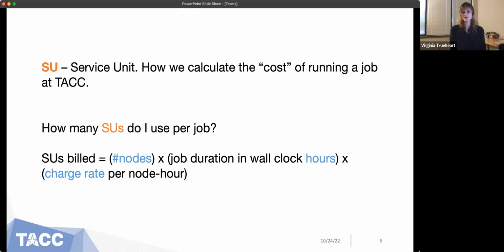So ICX nodes at the highest rate are 1.6 charge rate per hour. So the increase can be significant, but usually we try to keep it in a reasonable range. Also, I think I misspoke earlier. The normal queue charge rate is 0.8. The SKX normal is 1. So it's a little bit cheaper to run in the normal queue. Regardless, each billing for each job will then be assessed from the pool that you were granted for your allocation. This allocation will be used by everyone on your project, so make sure you share with all of your coworkers.